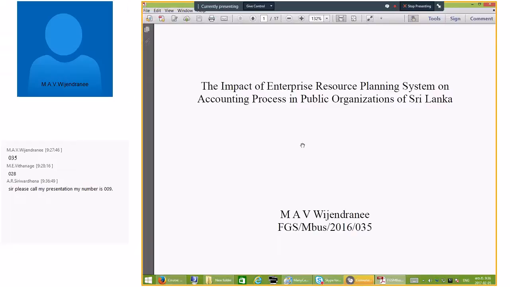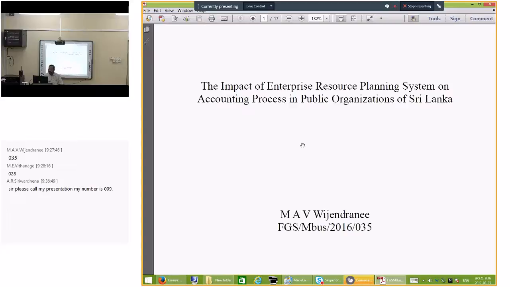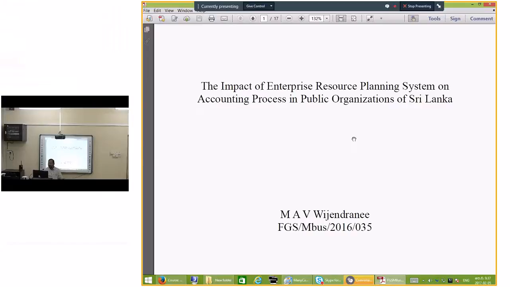Otherwise, you cannot check the impact of the ERP system on the accounting process of the organization. You can also check whether it is efficiently handled now, but only by going through their objectives. Otherwise, you cannot assess.